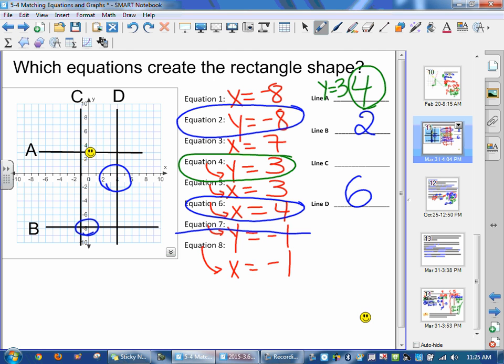It'd be odd. Like, oh, weird. I went 2, 4, 6, 8. They're all even numbers. I didn't even plan that. Okay. This concludes matching equations and graphs.